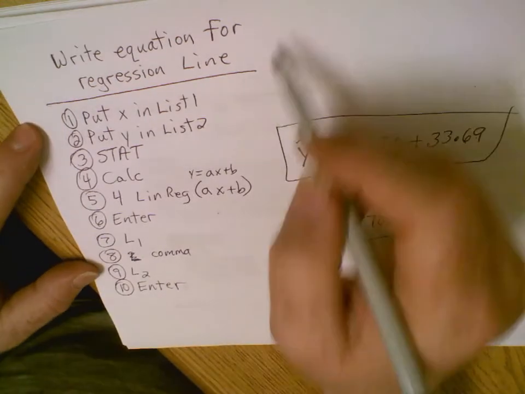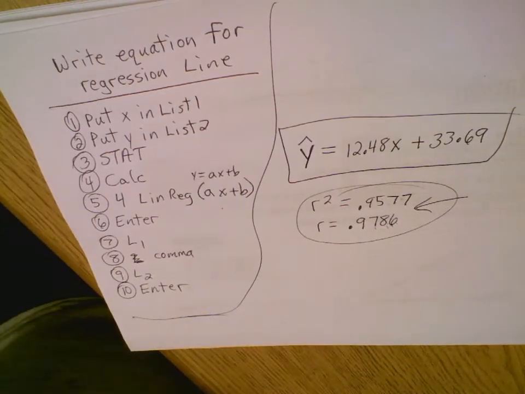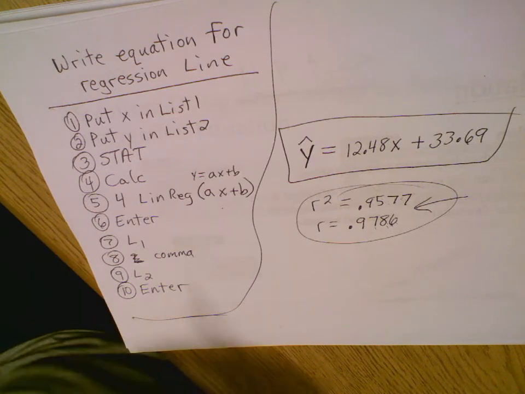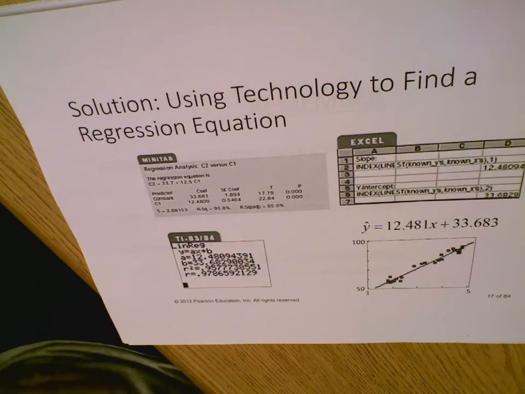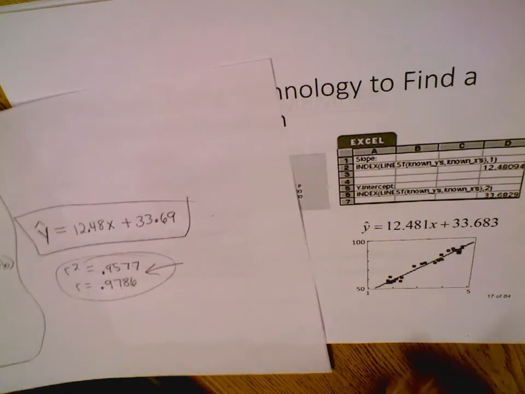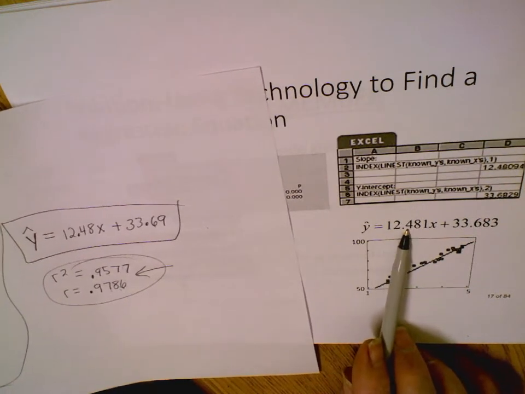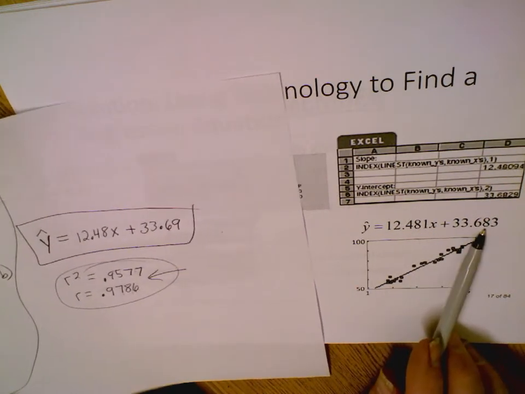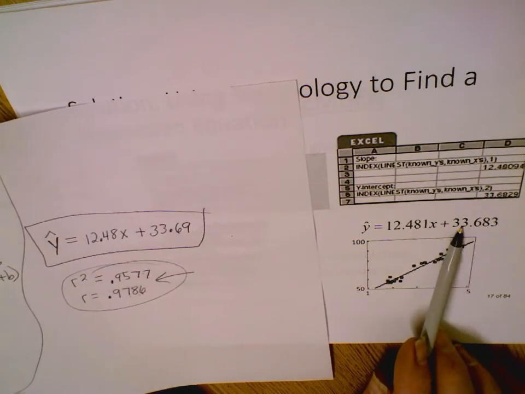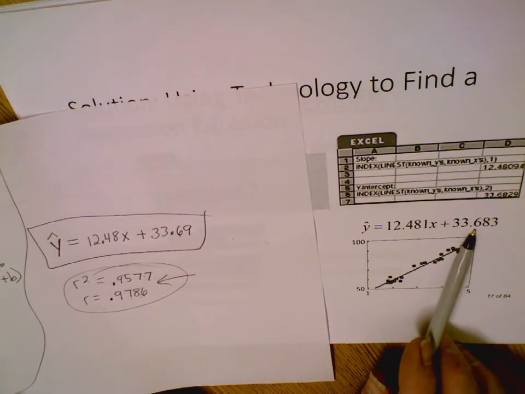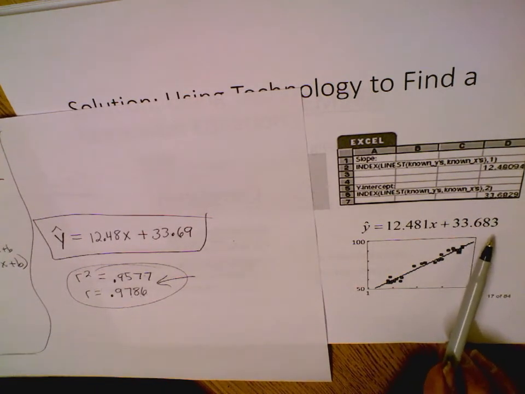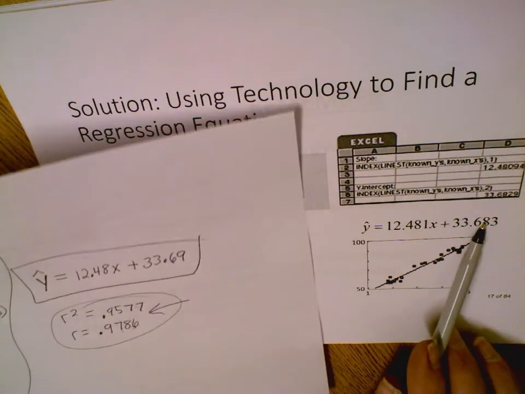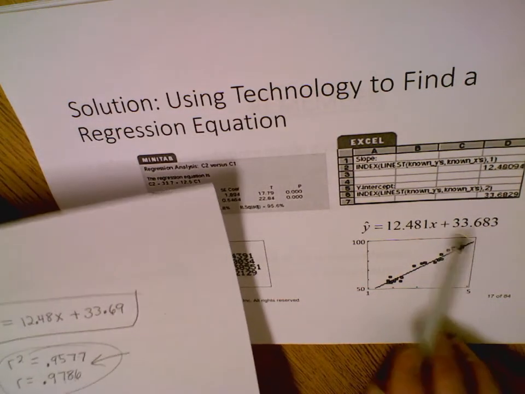So those 10 steps, I'll put those in the PowerPoint. I thought I had them in there, but apparently not. And you can see when they did it in the book, they came up with 12.481. They went out an extra space from what I went out, and 33.683. I think I had 33.68 something else. I had 33.687, so I rounded up. But it's going to be somewhere real close.